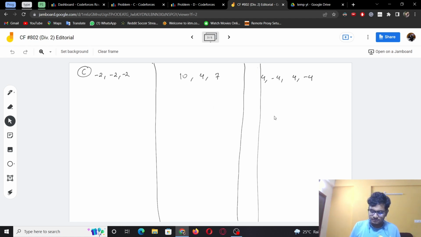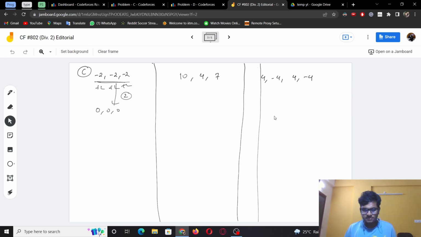So first up we have the test case of minus 2 minus 2 minus 2. What we can do in this is directly add plus 2 to each of them, and that would take us two operations, and we'll end up with 0 0 0. That was fairly trivial.